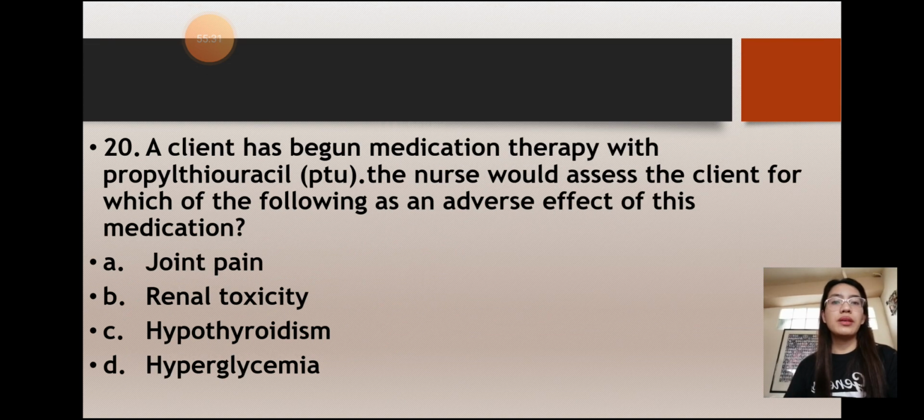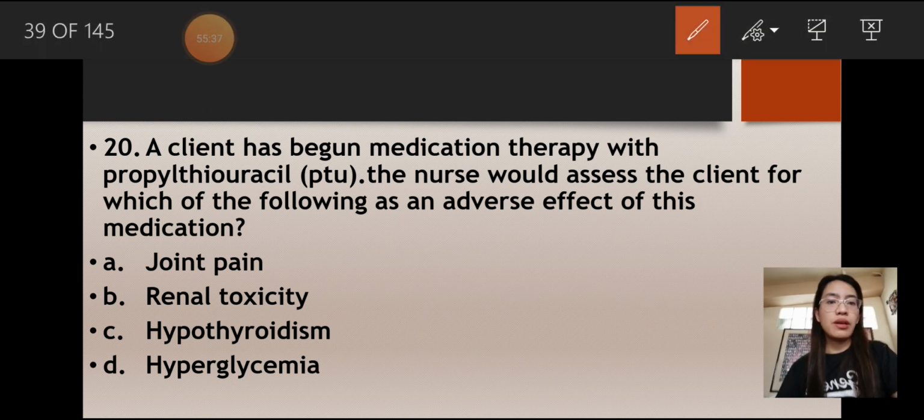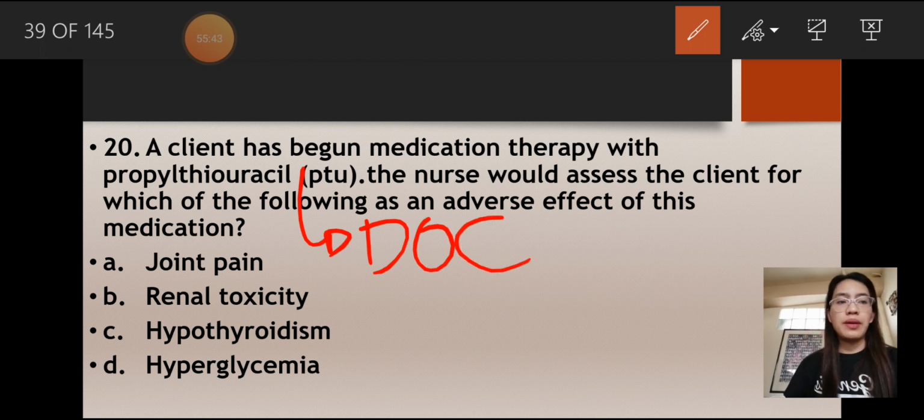A client has begun medication therapy with propylthiouracil. Propylthiouracil is a drug of choice, ito ang drug of choice natin for hyperthyroidism. Pagka-hypo, levothyroxine. Pag-hyper, propylthiouracil. Pwede rin ang methimazole sa hyper, kaya lang kasi bawal siya sa buntis. So, ang propylthiouracil pwede sa buntis.